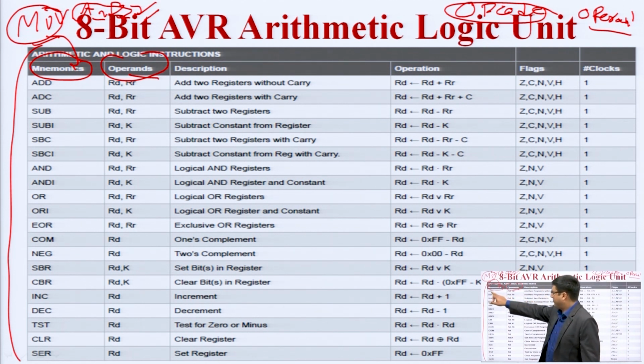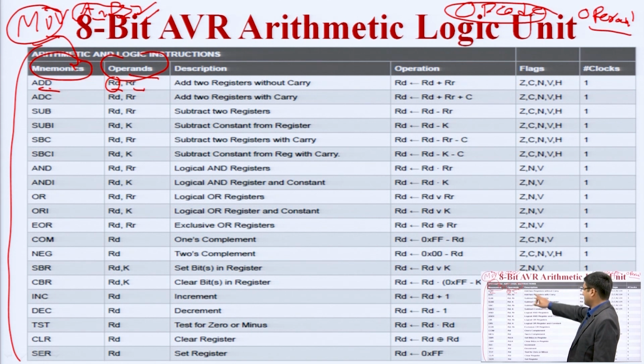So let us take ADD. ADD means we are adding something. ADD means adding the values of the two operands. Rd, Rr, what does it mean? There is a source operand and a destination operand. So we are adding the data of one register to another register. Add two registers without carry.